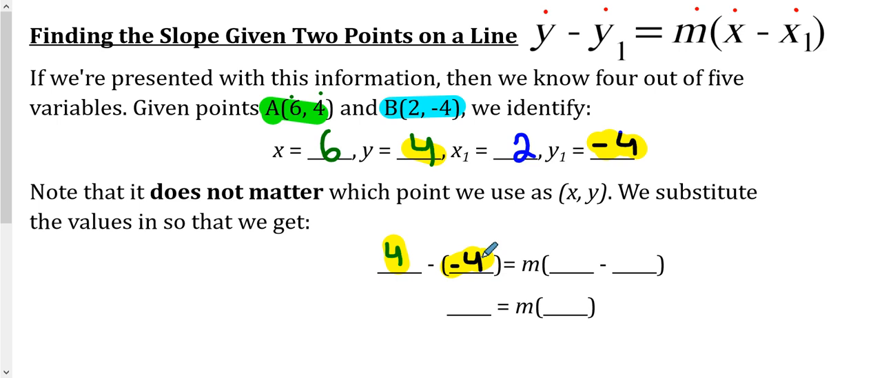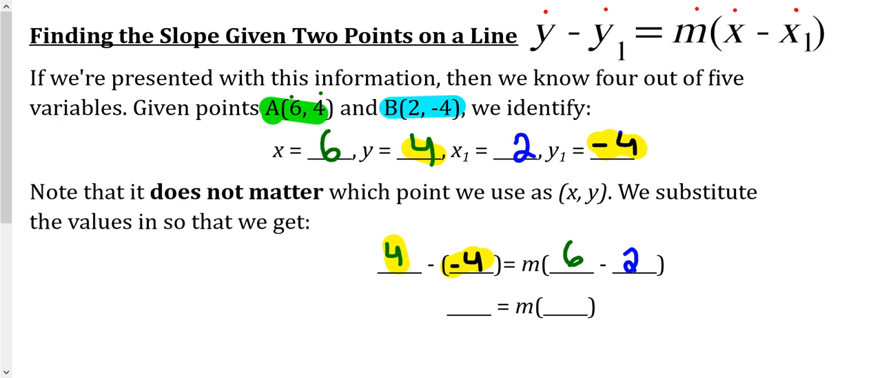And then I'm going to do the same thing with my x's. I'm leaving the m there because that's my unknown. That's what I'm trying to find. So again, I put my x value first, 6, and I subtract a +2. My x value from my point B was a +2. And the only thing we want to make sure of is that our y's are in the right spots and our x's are in the right spots. We don't want to flip those 2 things up.